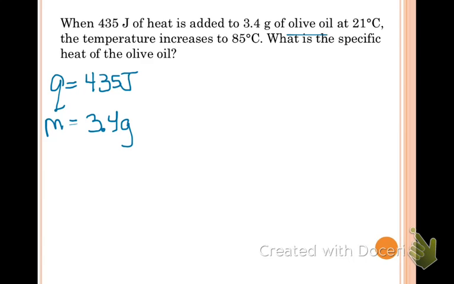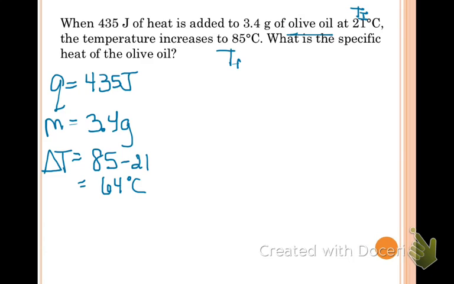And notice, they're not saying water, they're saying olive oil. So we can't use the specific heat capacity for water here. It's saying that it starts at 21 degrees Celsius and the temperature increases to 85 degrees Celsius. So the 21 was what we started with, that's our T initial, and it increases to 85 degrees Celsius, so that's our T final. So when you write this out, it's 85 minus 21. So for yourselves, that should be 64 degrees Celsius.